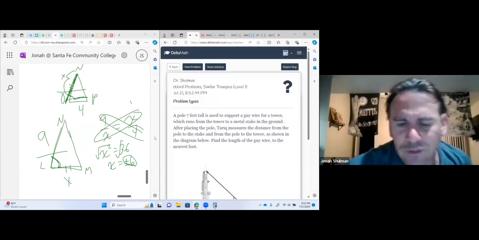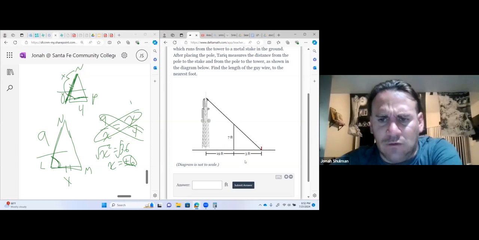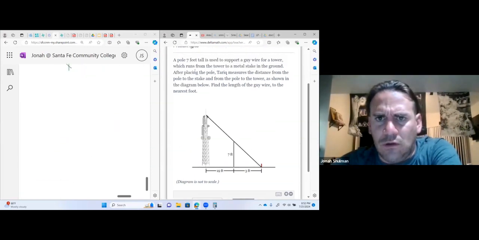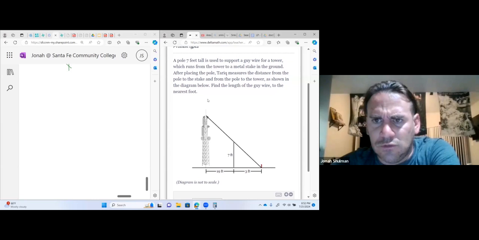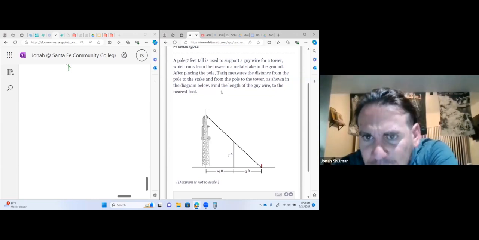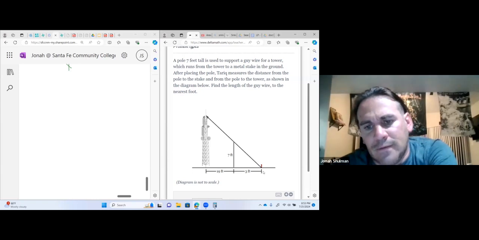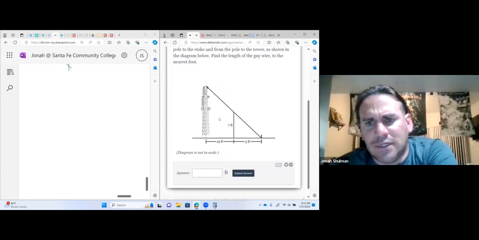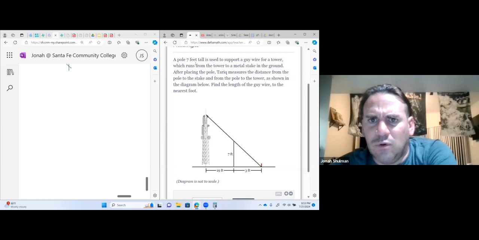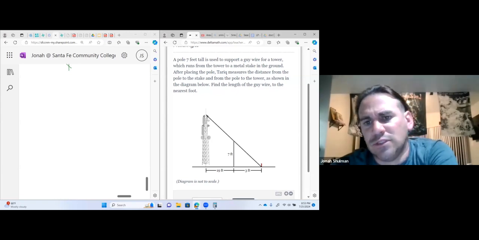All right, so here we go. Here's a word problem. This one looks fun. So a pole 7 feet tall. This is support wire. Got our boy Tariq. All right, so we just got to find what's the length of what? Find the length of the guy wire. We have to find this length. And the diagram is not drawn to scale. A pole is 7 feet tall, to support a guy wire for a tower. Okay, so we just have to find this distance. How long is this wire?